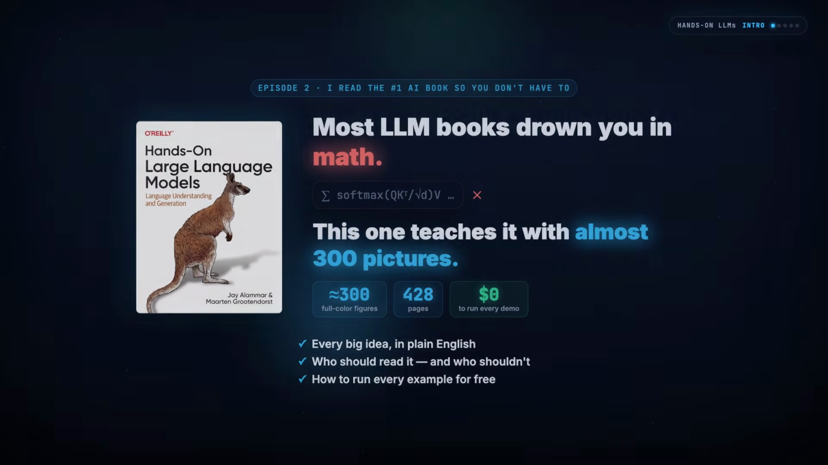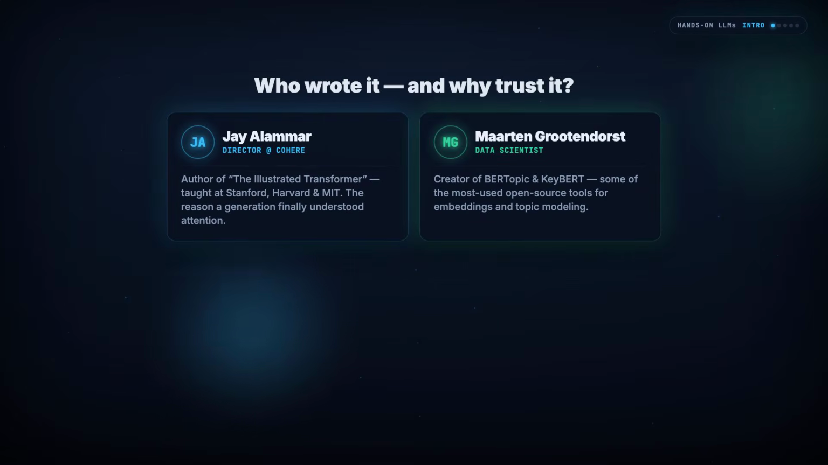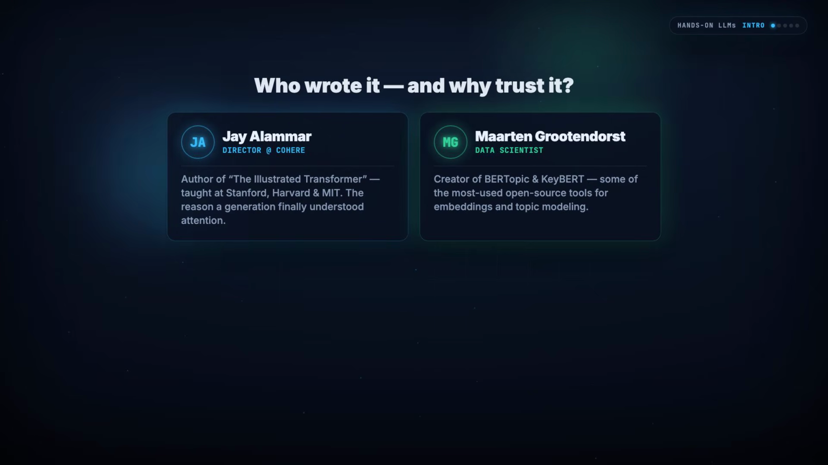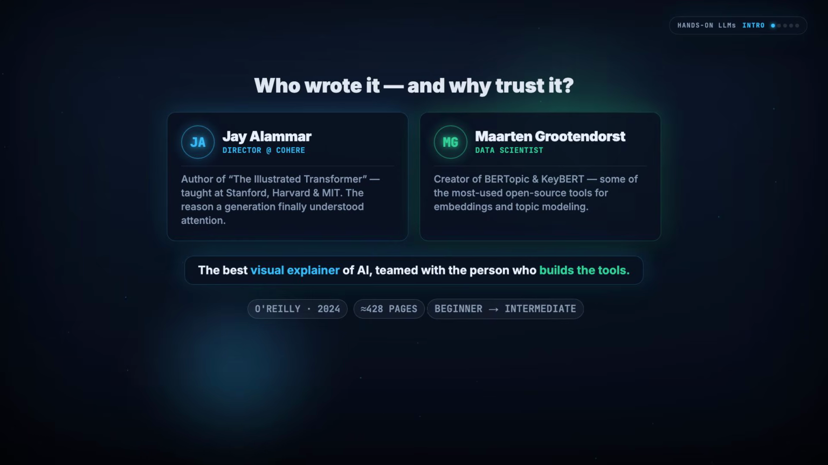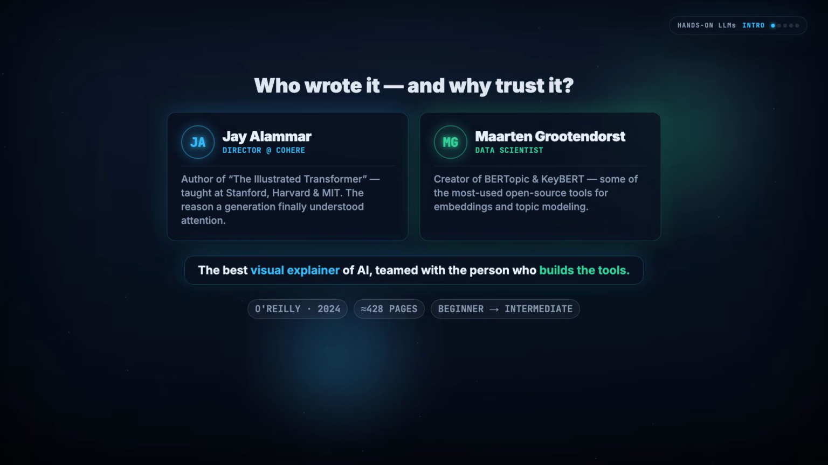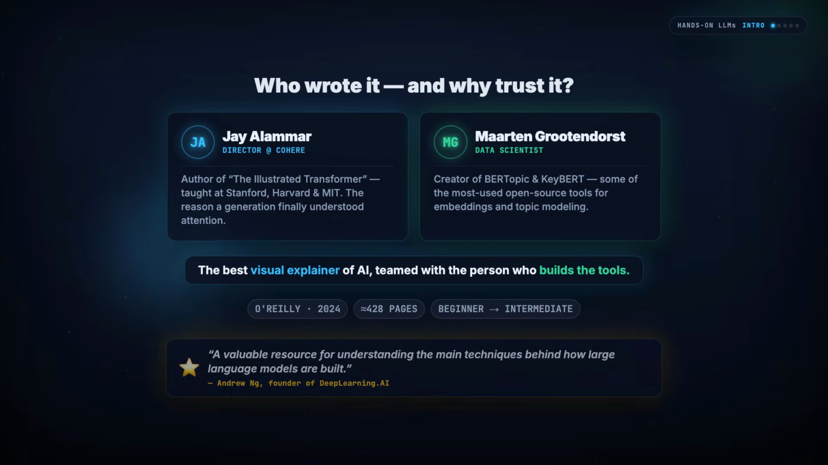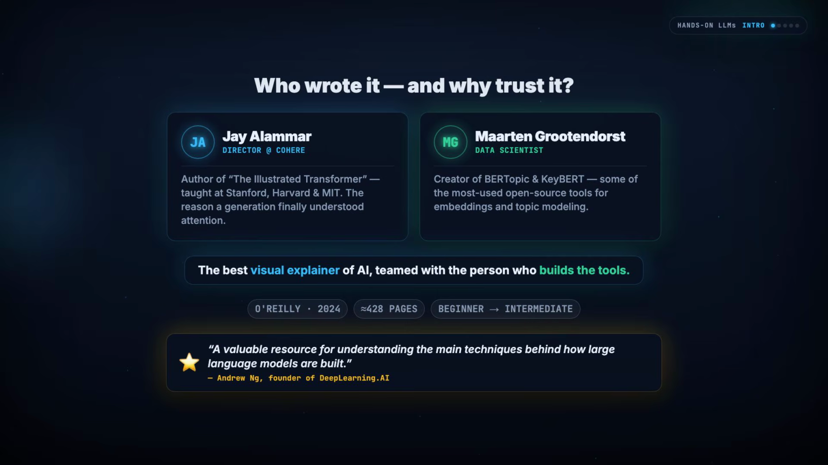Let's get into it. First, who wrote this and why should you trust it? This book has two authors, and the pairing is almost perfect. The first is Jay Alammar. If you've ever searched for how transformers work, you've probably read his blog post, The Illustrated Transformer. It's used in courses at Stanford, Harvard, and MIT. And it's the reason a whole generation of engineers finally understood attention.